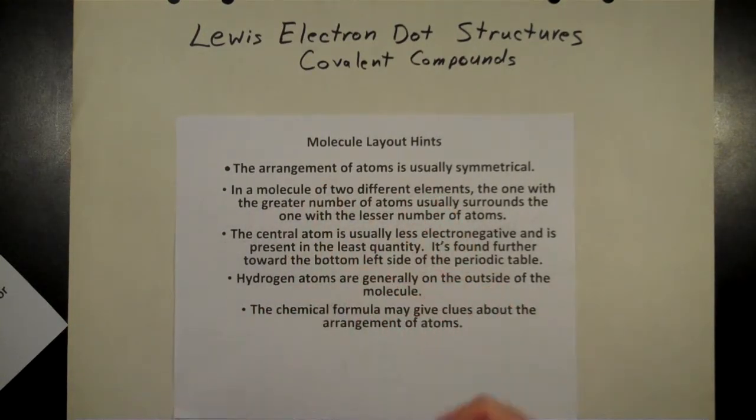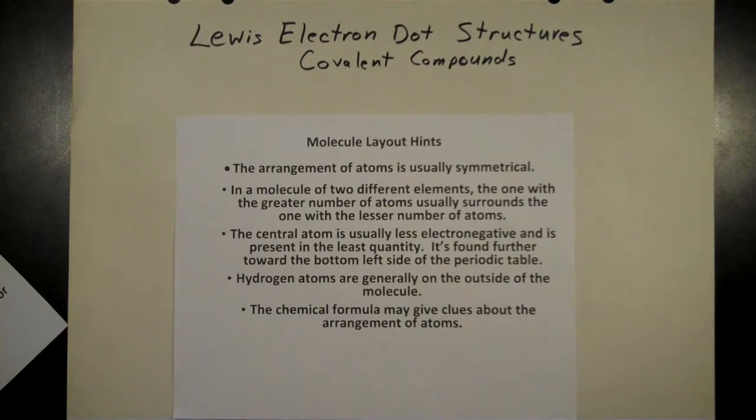First of all, the arrangement of the atoms usually is pretty symmetrical around one central atom. You may have more than one central atom, though, depending on how complex a system you're dealing with. In a molecule of two different elements, the one with the greater number of atoms usually is on the outside of the molecule, and then fewer atoms go towards the center.